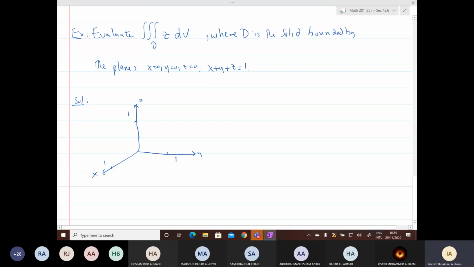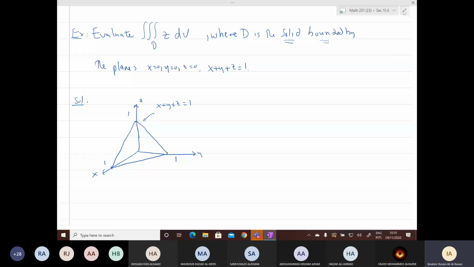Okay. Then you join the 3 intercepts. You get a triangular plane. Of course, it will be extended, but we usually just join the 3 points, and in our mind we extend the plane all over the space. Okay, so this is x plus y plus z equals 1. Okay, what is our solid? The solid is bounded by these 4 planes, and between this triangular plane, the floor and the two walls.